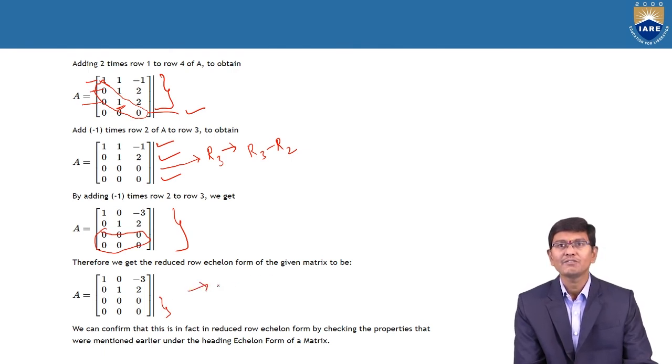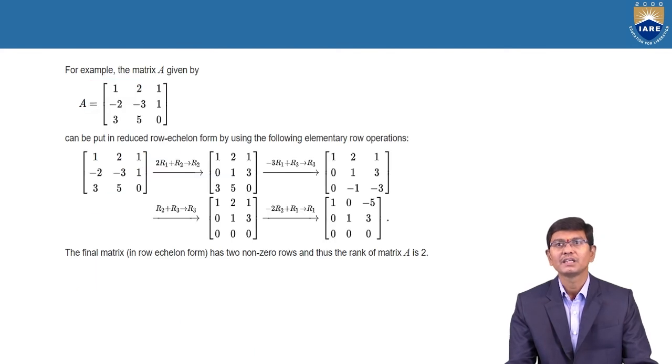Therefore, if we want to find the rank of a matrix with the help of the echelon form, the number of non-zero rows is equal to the rank of the matrix. Here, the number of non-zero rows is 2. Therefore, the rank of this matrix is 2. This is how we find the rank using the echelon form of a matrix.